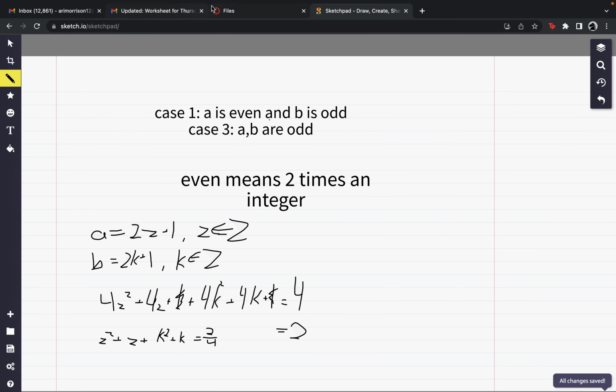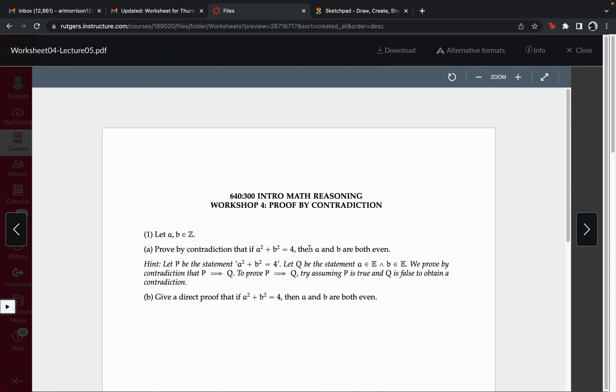So basically what we just did is we took the contradiction, we took the opposite of this. A and B are both even. We said no, A and B are not both even. Let's imagine that at least one of them is odd, and maybe both of them are odd. Let's look at those cases and see if this whole statement is still coherent. So could we prove that a squared plus b squared equals 4 actually implies that at least one of them is odd? And we saw that it couldn't be done.